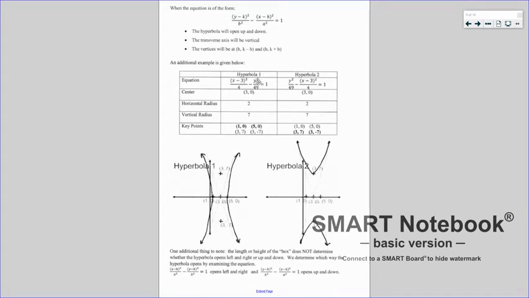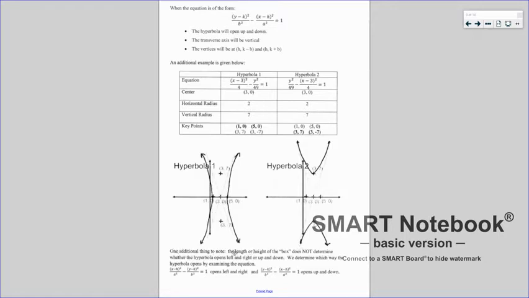Oh, that's different. Now the x part is negative. The y squared part is positive. So center is the same. Horizontal radius the same. Vertical radius the same. Because these are with the y and these are with the x. Key points still the same. Rectangle looks the same. Diagonals are the same. But now I'm going to use my 0, 3 and 3, -7. And it's going to be a hyperbola that opens up and down.